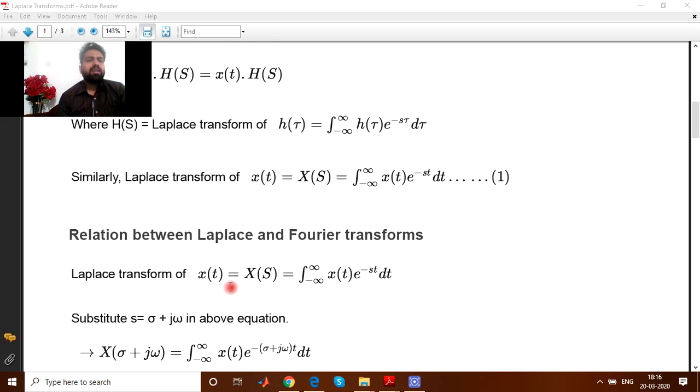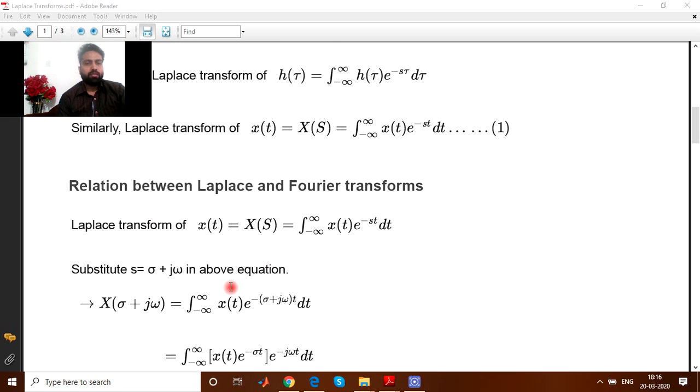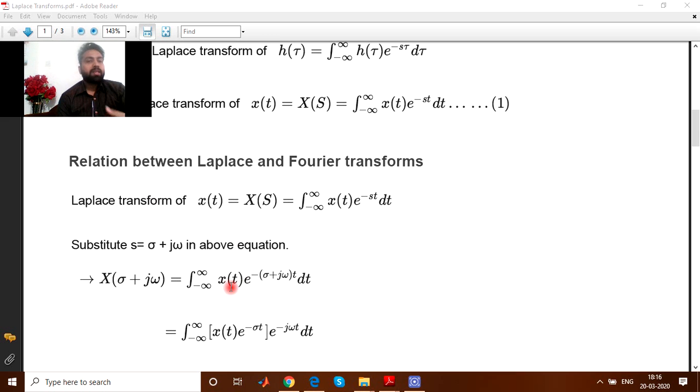Let's look at the relationship between the Laplace and the Fourier transform. X(s) can be represented as the integral from minus infinity to plus infinity of x(t) e raised to the power minus st dt. This is the very basic equation for the calculation of the Laplace transformation. Any signal can be represented in the X(s) form with the help of the integral from minus infinity to plus infinity of x(t) e raised to the power minus st dt.